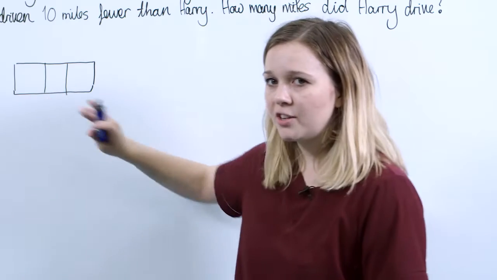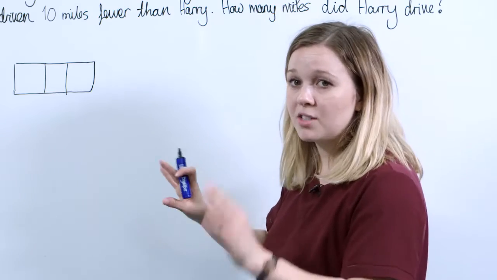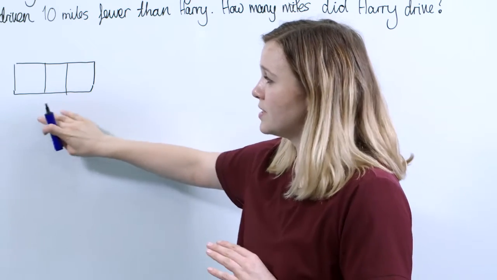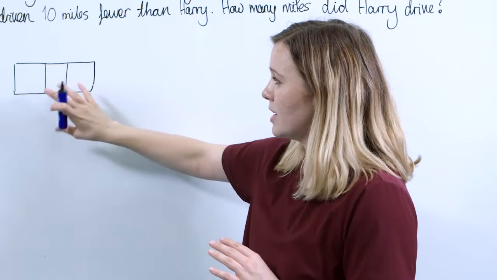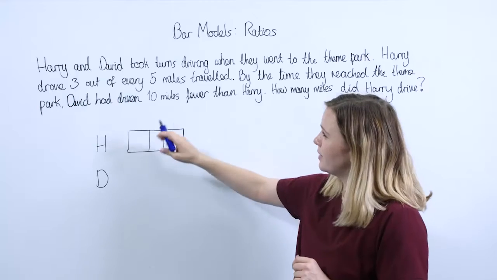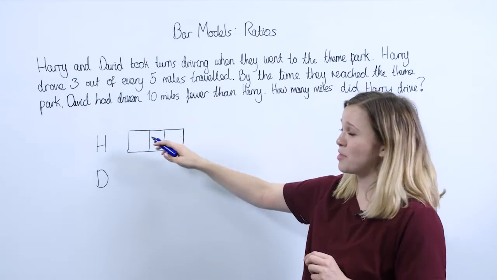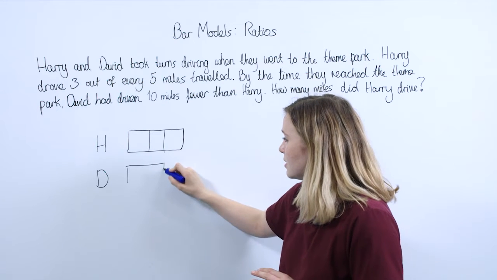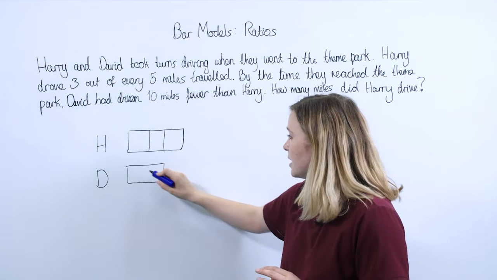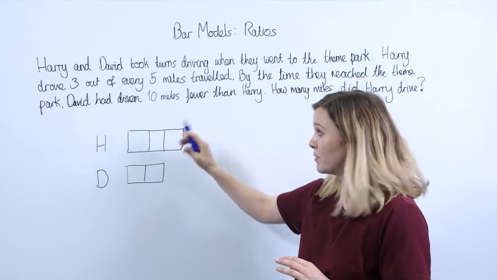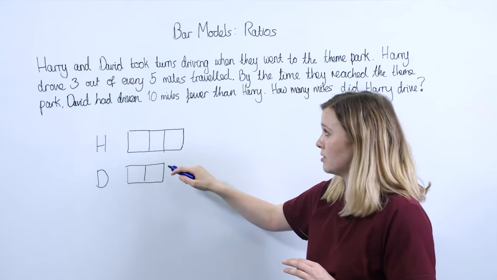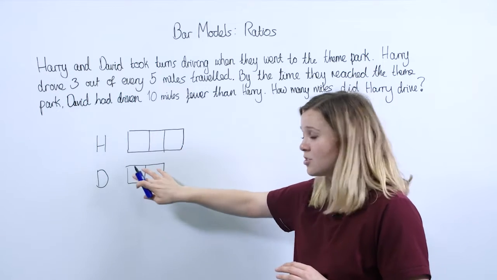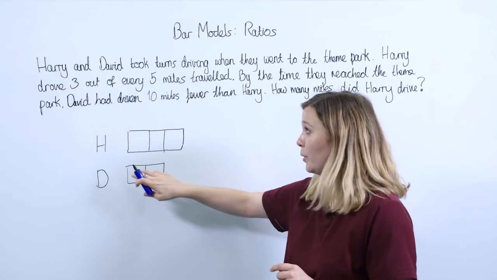Now remember, ratio tells us how many equal parts, the relationship between those. So my parts that I'm now going to draw for David need to be the same size, they need to be equal. And if Harry's driving 3 out of every 5, that means that David is just driving 2 of those, because we've got a total of 5 equal parts. So for every 3 miles that Harry drives, this shows us that David drives 2.